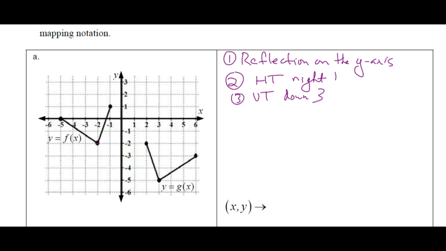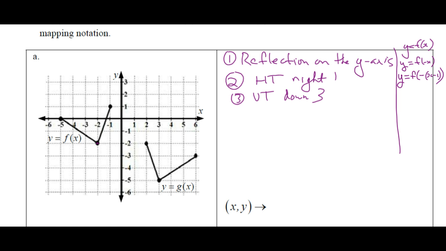What are you going to write? You're just going to say, well, I started with y equals f of x. I reflected it on the y-axis, so what am I going to write? Y equals f of negative x. Yep. I moved it right 1, so that's y equals f of negative bracket x minus 1, right? Because I have to move, so I have the x minus 1.